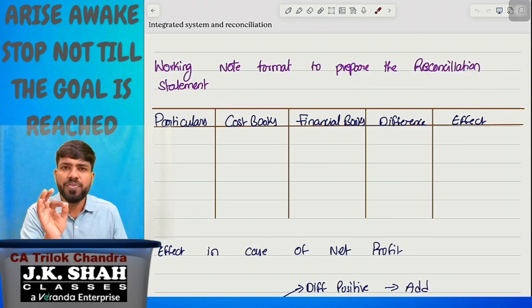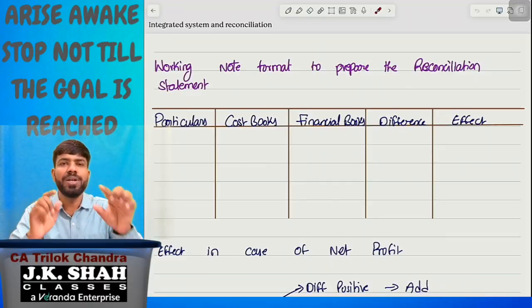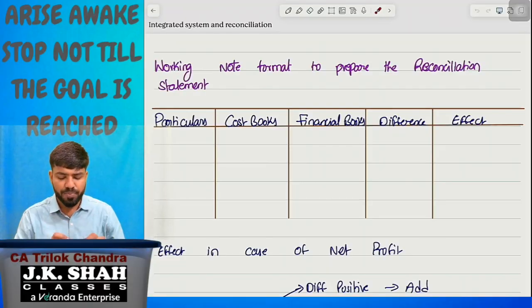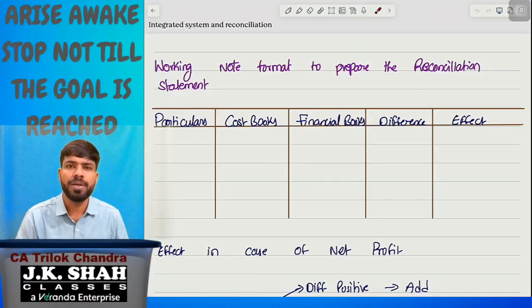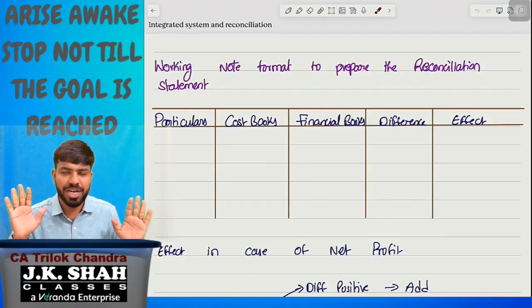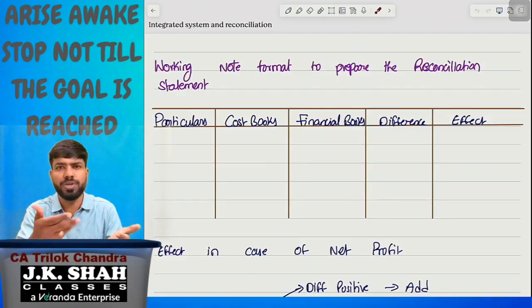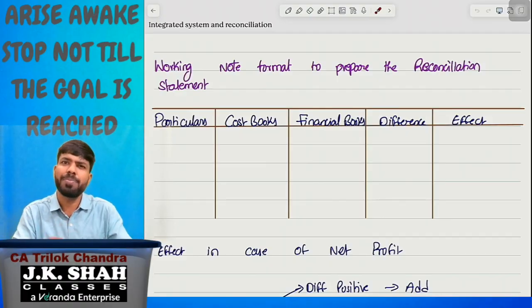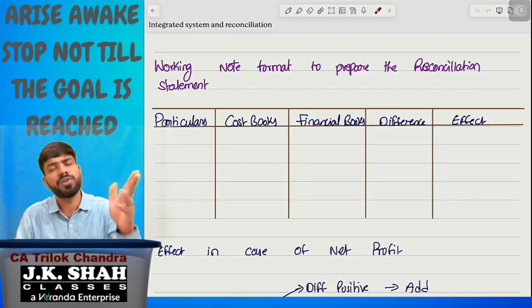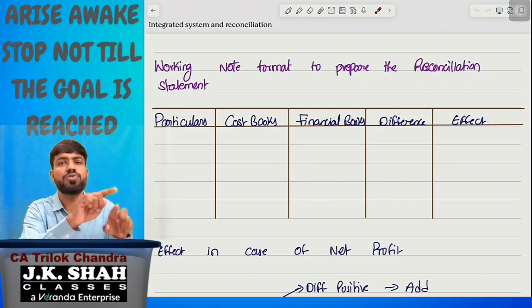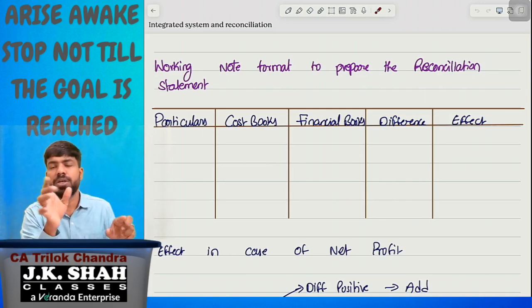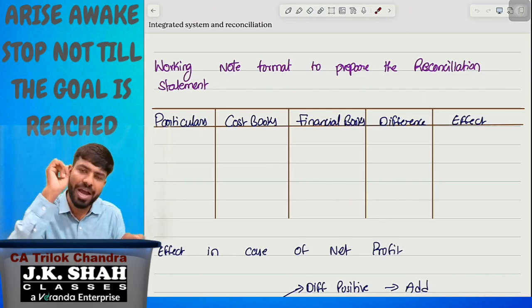Now, if you are starting with the cost books, in the reconciliation we'll take profit according to cost books and arrive at profit according to financial books, or we'll take profit according to financial books and arrive at profit according to cost books. It's up to you. Sometimes they will specify in the question. But when they specifically mention to start with the cost books, you have to start with the cost books. If they mention to start with the financial books, you have to start with the financial books.